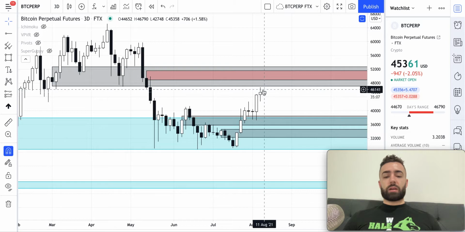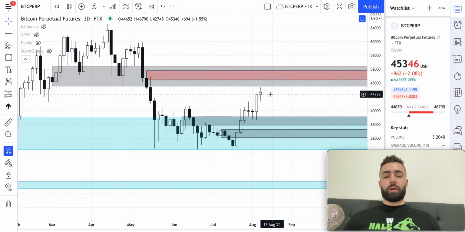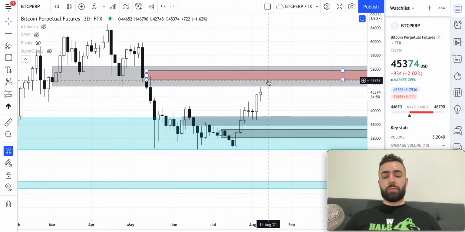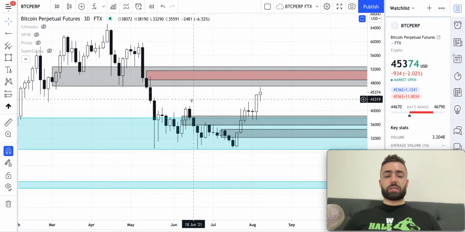If we do end up getting a close with a short upper wick, meaning we push up from where we are now, because right now it's looking more bearish than bullish, then we could see continuation into this gray and then red zones, these gray and red zones here, which will be our main resistance zones.